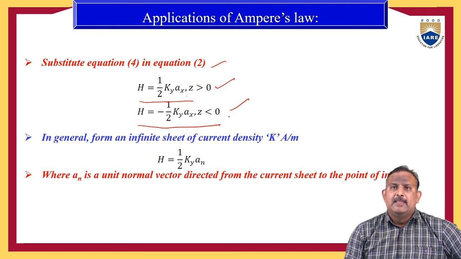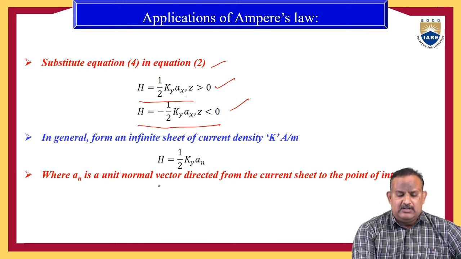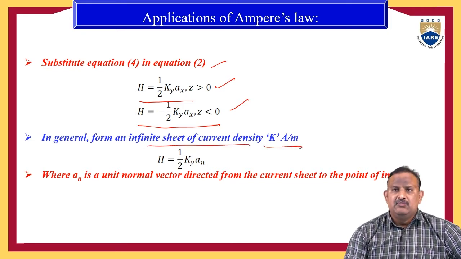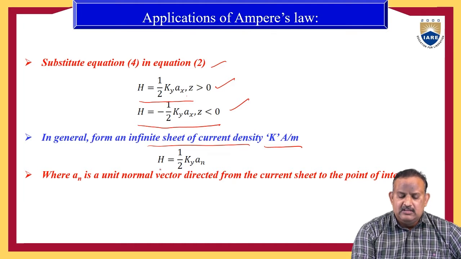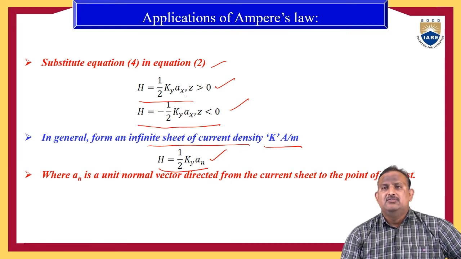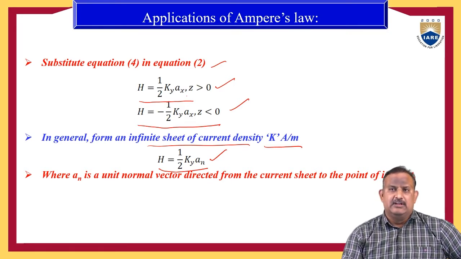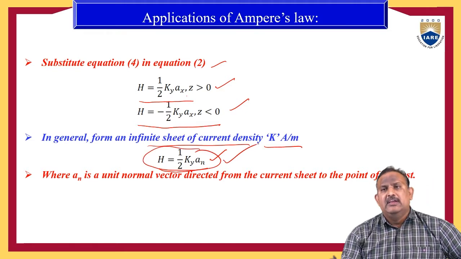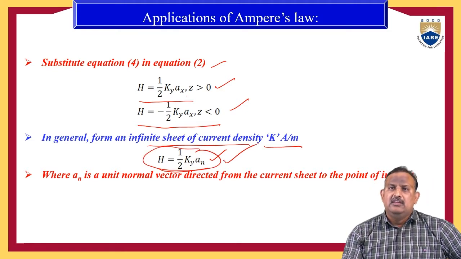In general, for an infinite sheet having the current density K, we can define the magnetic field intensity as H is equal to half K into an, where an is the unit vector normal to that infinite sheet of current. This is the expression for the magnetic field intensity of an infinite sheet in the general case.